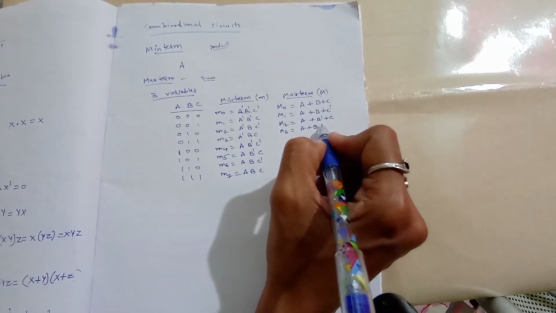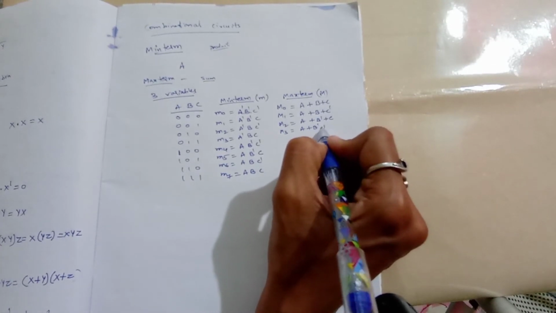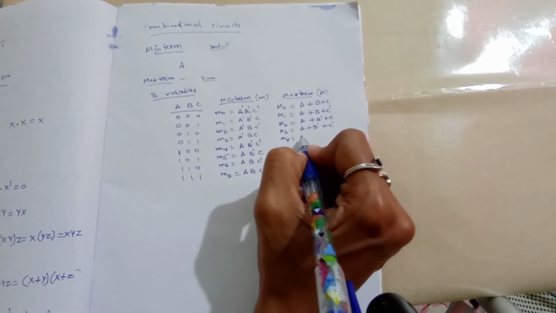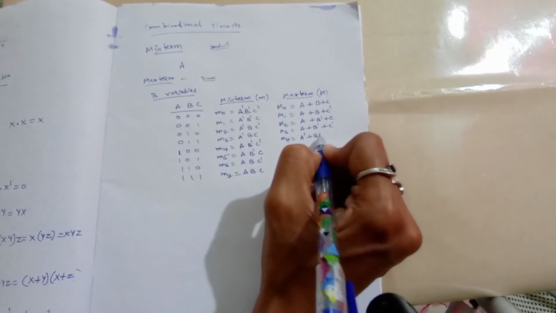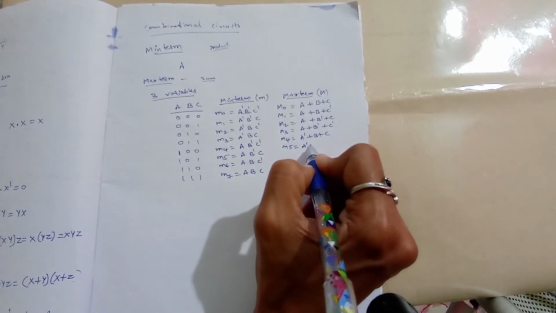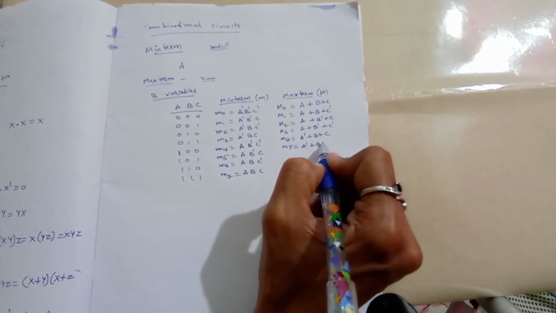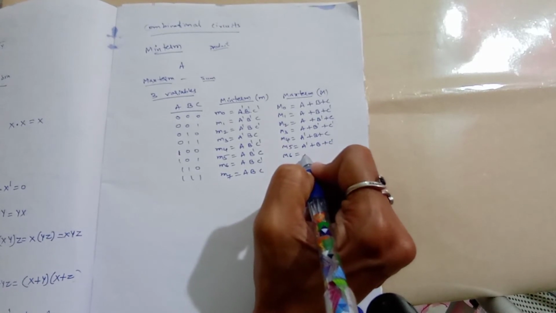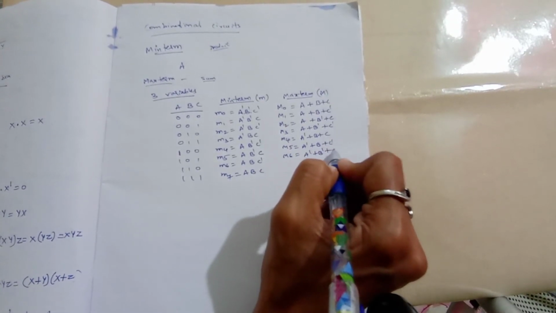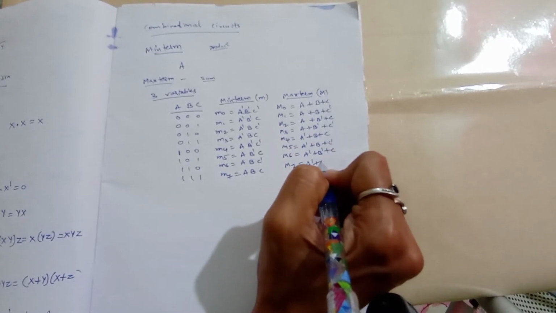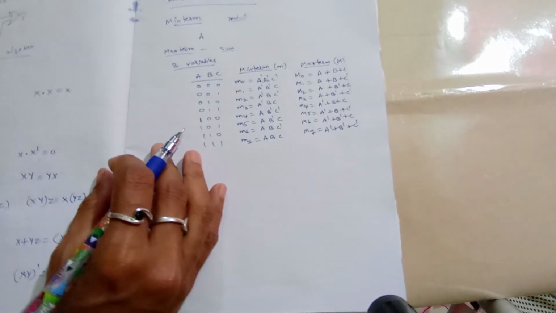B bar plus C bar. M4 is written as A bar plus B plus C. M5 is written as A bar plus B plus C bar. M6 is written as A bar plus B bar plus C, and M7 is written as A bar plus B bar plus C bar. This is how to represent maxterms and minterms.